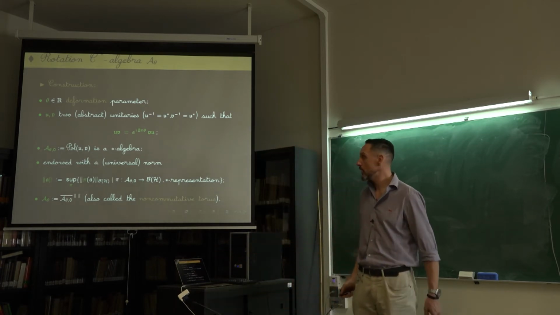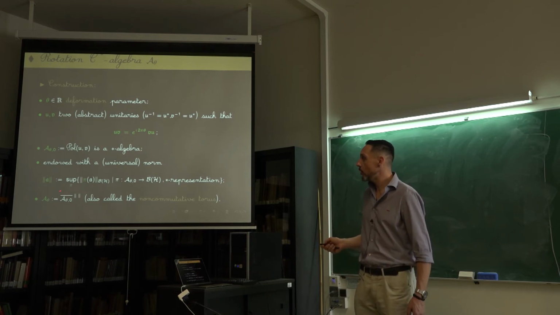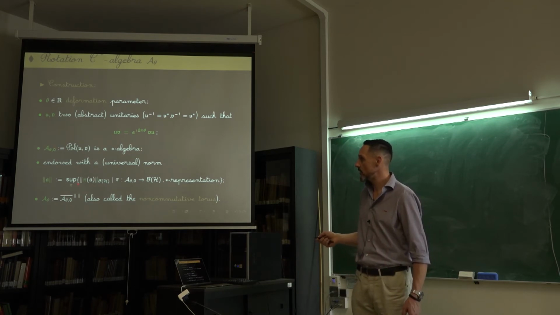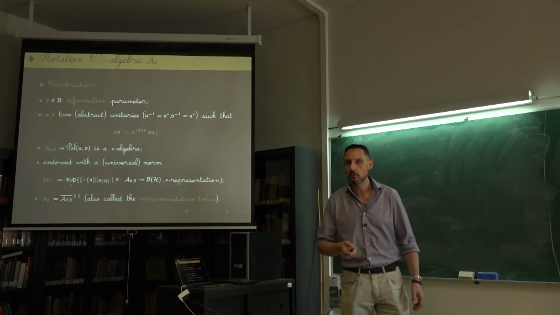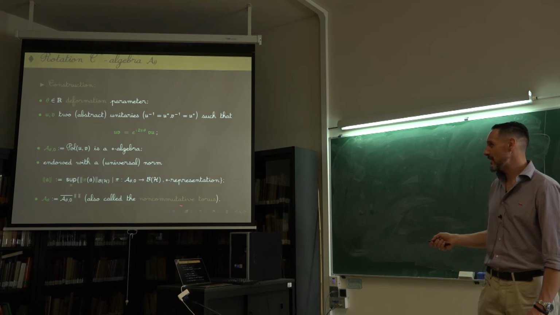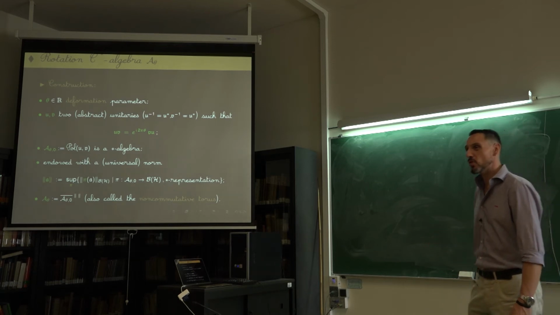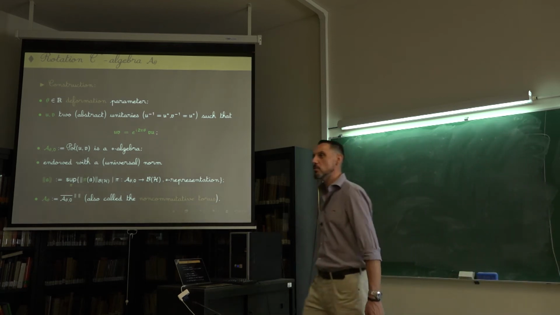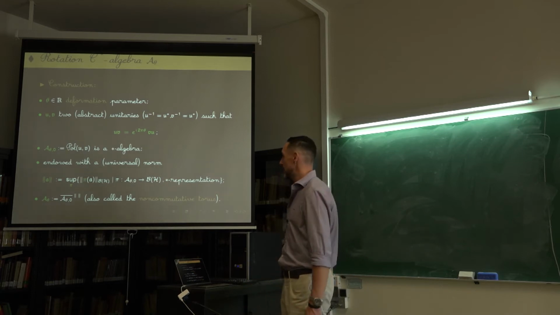This defines a norm. And what I can do, I can close this star algebra with respect to this norm, and the final object is a C-star algebra. Okay? This C-star algebra, in the business of non-commutative geometry, is called the noncommutative torus. And well, the reasons are quite evident.